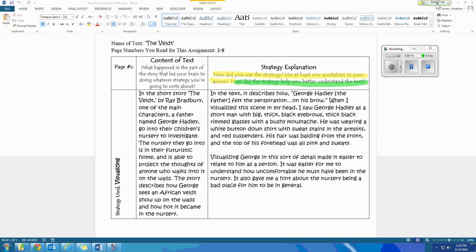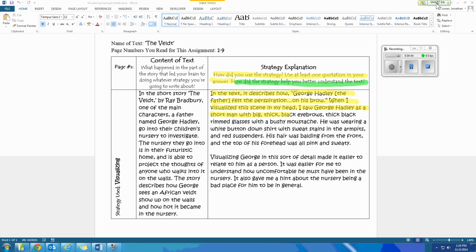So for the first part, in the text, it describes how George Hadley, the father, felt the perspiration on his brow. So I led off with my quotation. When I visualized this scene in my head, I saw George Hadley as a short man with big, thick black eyebrows, thick black rimmed glasses with a bushy mustache. He was wearing a white button-down shirt with sweat stains in the armpits and red suspenders. His hair was balding from the front, and the top of his forehead was all pink and sweaty. This is my explanation of how I used this strategy.